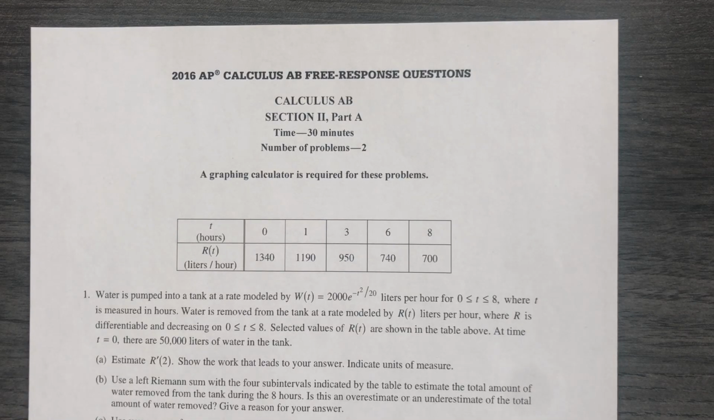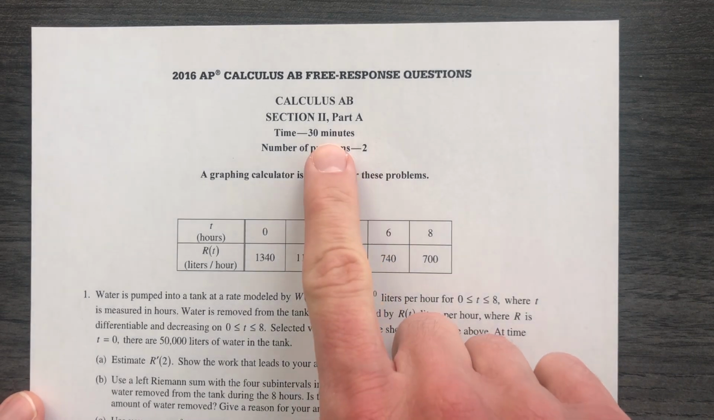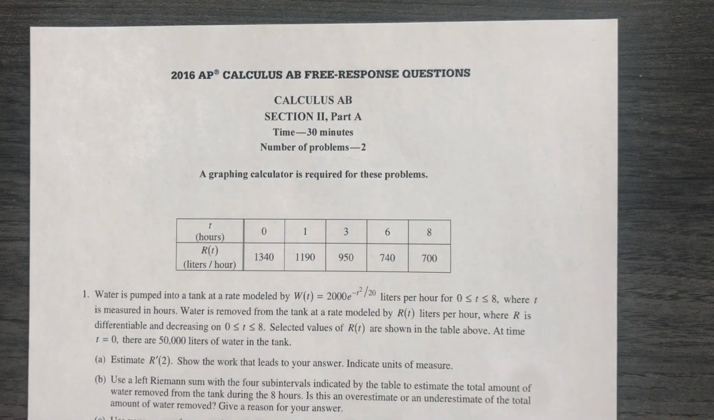Okay, hope you have a graphing calculator handy. We're going to read through this and we're going to interpret it and make sure we understand what it's asking. So here we go. We should pace ourselves: we have 2 problems in 30 minutes, so we should pace ourselves to be about 15 minutes per problem.